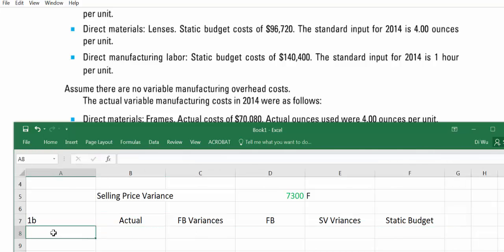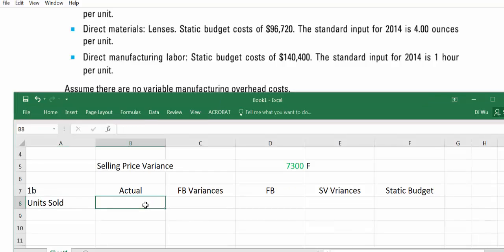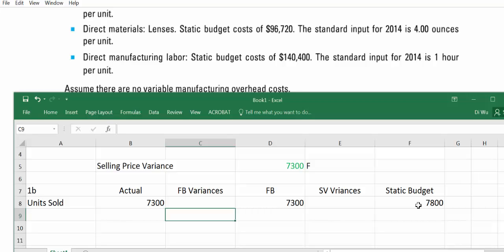All right. First, I'm going to start with units sold. You check the question. We know that it's 7,300 for the actual one. For the flexible budget, it's going to be 7,300. The flexible budget is kind of a hybrid: we're going to use the actual volume, but we're going to use the budgeted rates. So we have 7,300 for actual and flexible budget and 7,800 for the static budget. Perfect. Then let's take a look at the revenues.